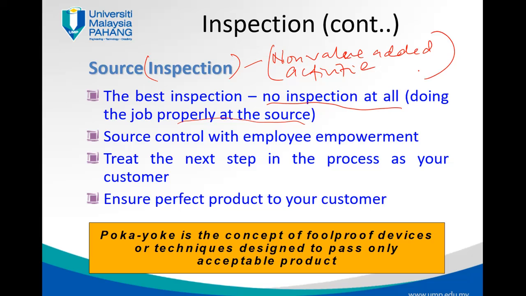Okay, so source control with employee empowerment. It means that if we empower the employee, they are keen to control the quality, so indirectly the inspection job can be reduced. Then treat the next step in the process as your customer. So this is another way. Although we are in the similar production process, we treat the next process as our customer. So we want to deliver the good quality part of product to them. Ensure perfect product to your customer. So this is another one.